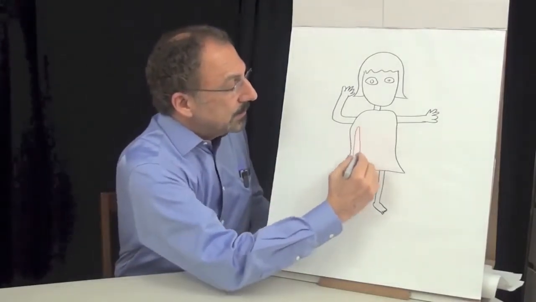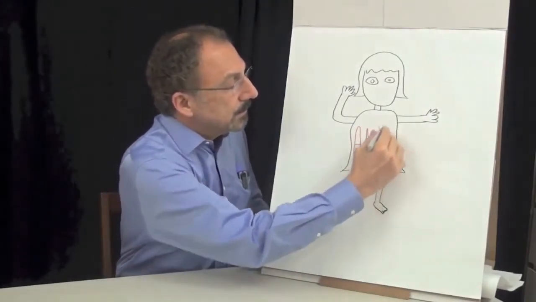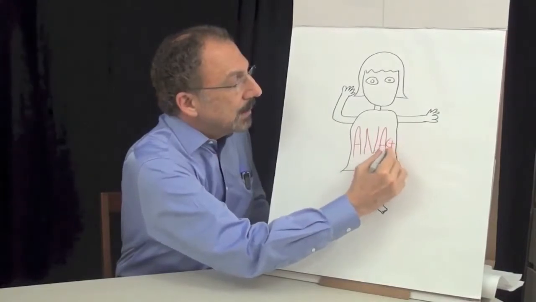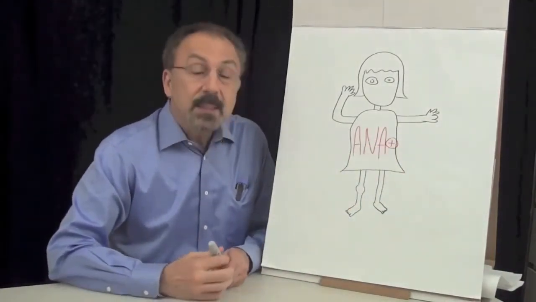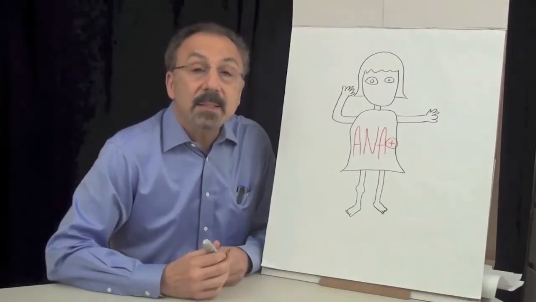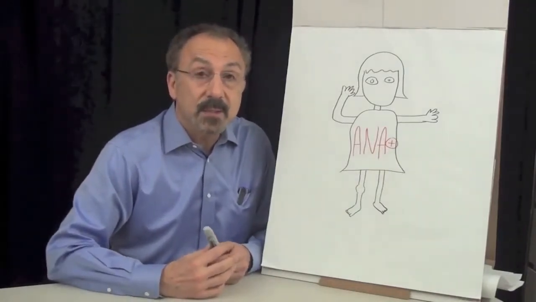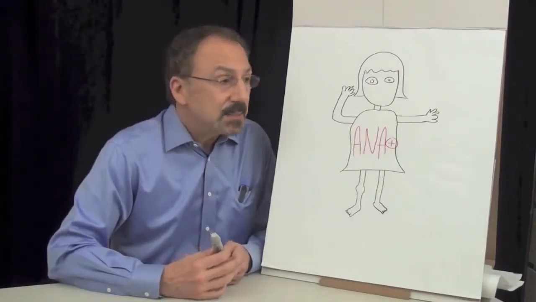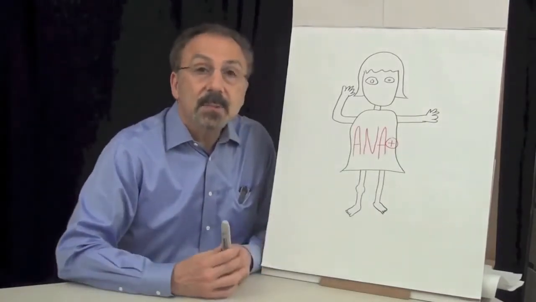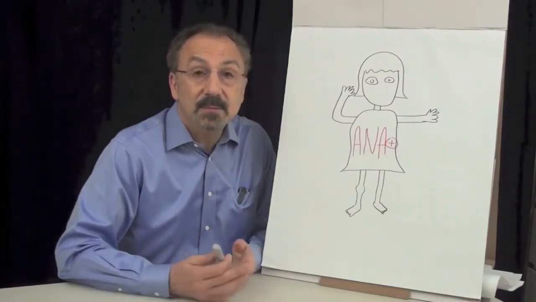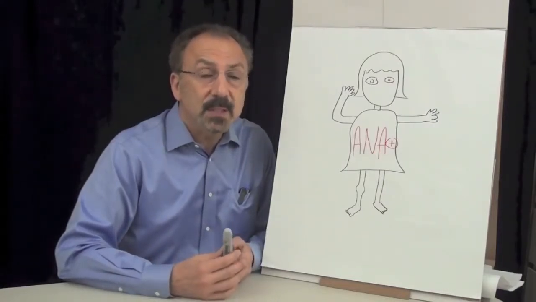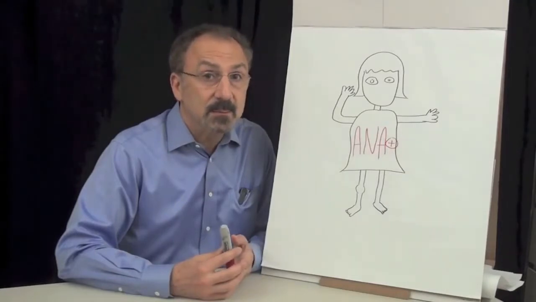Her name is Anna. ANA stands for anti-nuclear antibody. It's a blood test that can diagnose juvenile idiopathic arthritis and is positive in oligoarticular JIA approximately 50% of the time. So a positive blood test confirms the diagnosis, whereas a negative blood test does not necessarily rule it out.